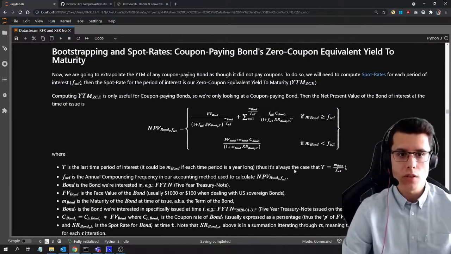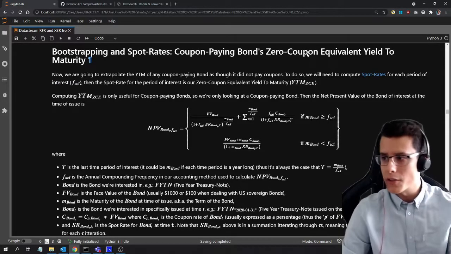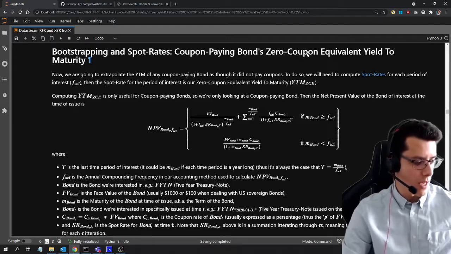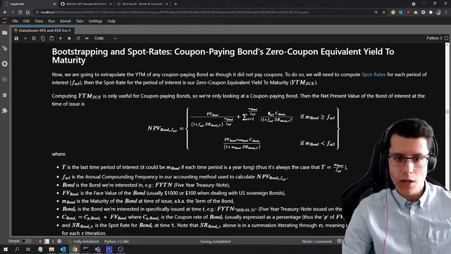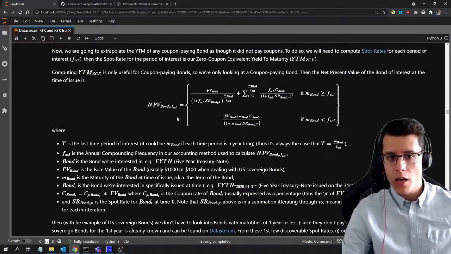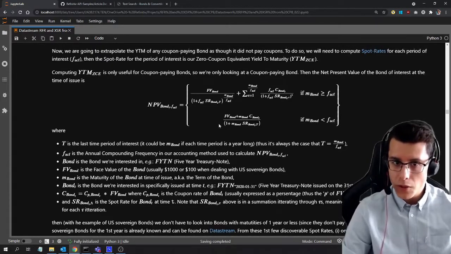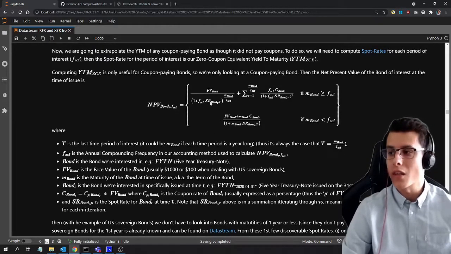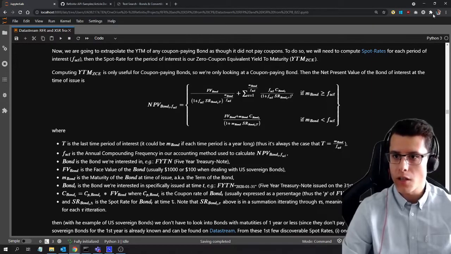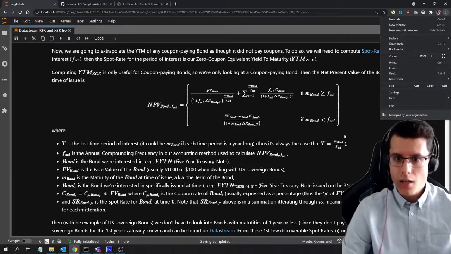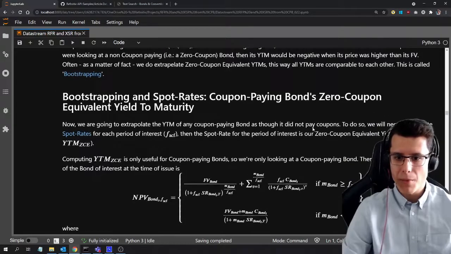And that's why we're doing the bootstrapping and the spot rates in order to get these zero coupon equivalent yields as if no coupons are paid throughout. And we saw how we did this with this equation. So this is exactly the same as the one we saw before, just replacing spot rates with yield to maturities. But if we focus, let me zoom in again, just like I did last time as a very quick recap.